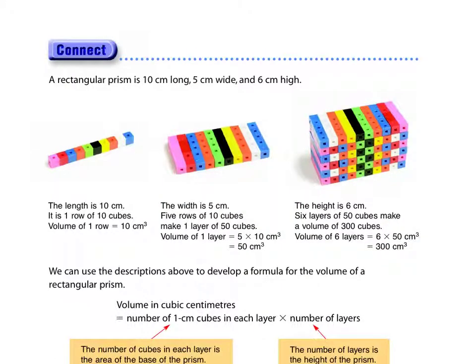All right, let's break down volume. So here we have a rectangular prism that is 10 centimeters long. Here we go, 10 centimeters. It is 5 centimeters wide, so it has 5 groups of 10 centimeters. And on top of it has layers. It has 1, 2, 3, 4, 5, 6 layers. It is 6 centimeters high.